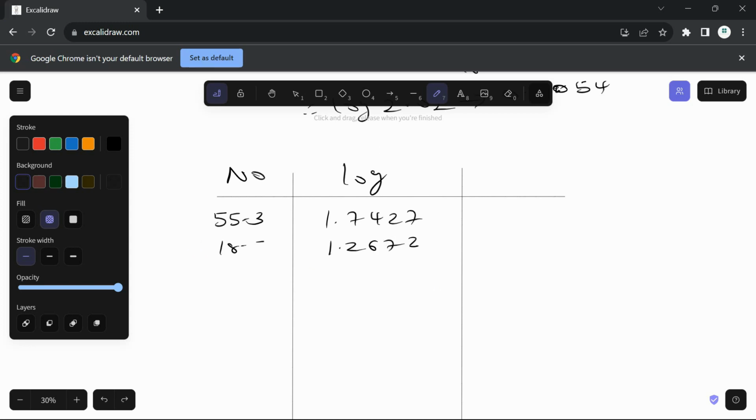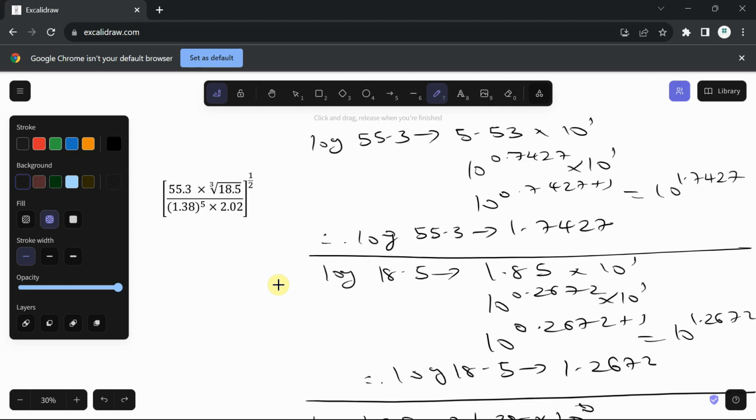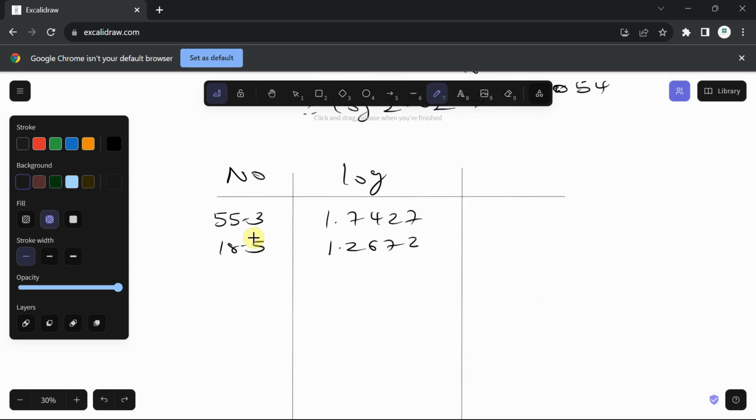This is 18.5, right? But 18.5 was not what we had. We had the cube root of 18.5. So let's find the cube root of 18.5. This is like saying 1.2672 times 1 over 3, because cube root is raised to the power of 1 over 3. So if you take a calculator and do 1.2672 divided by 3, that will give me what?